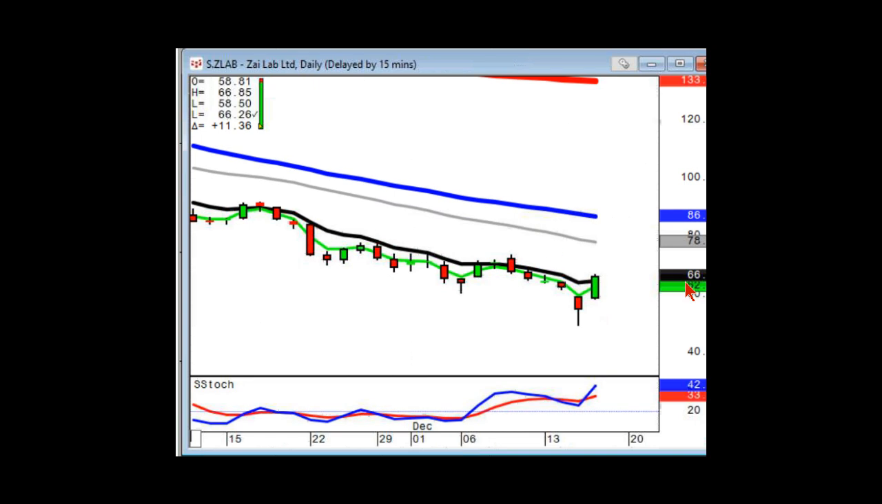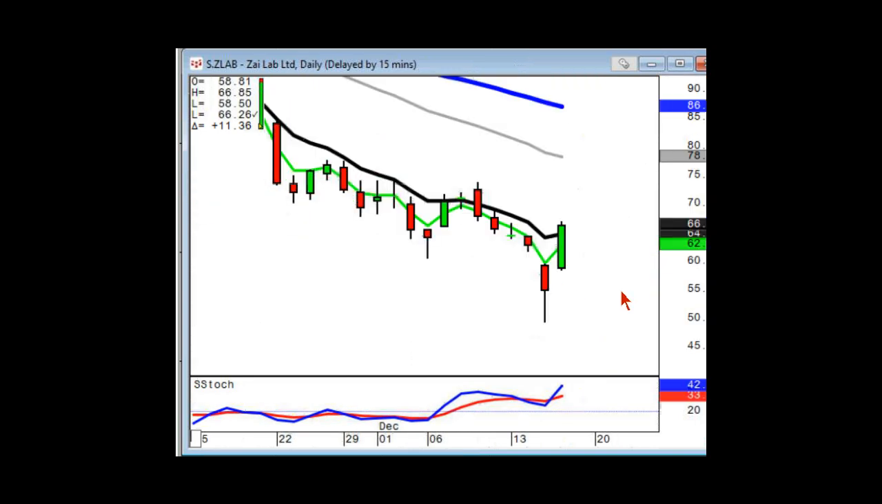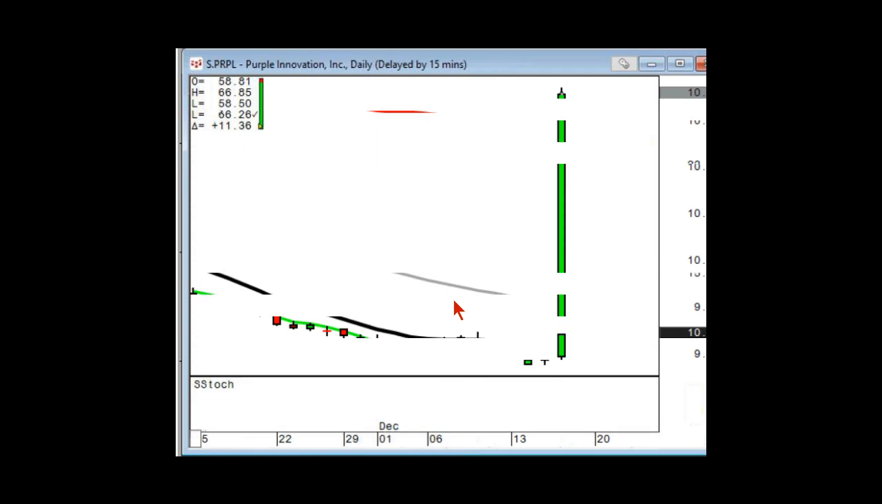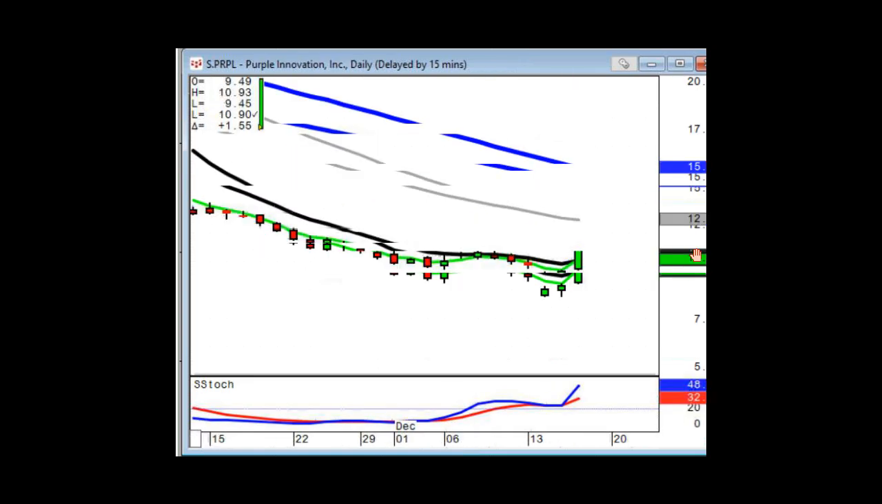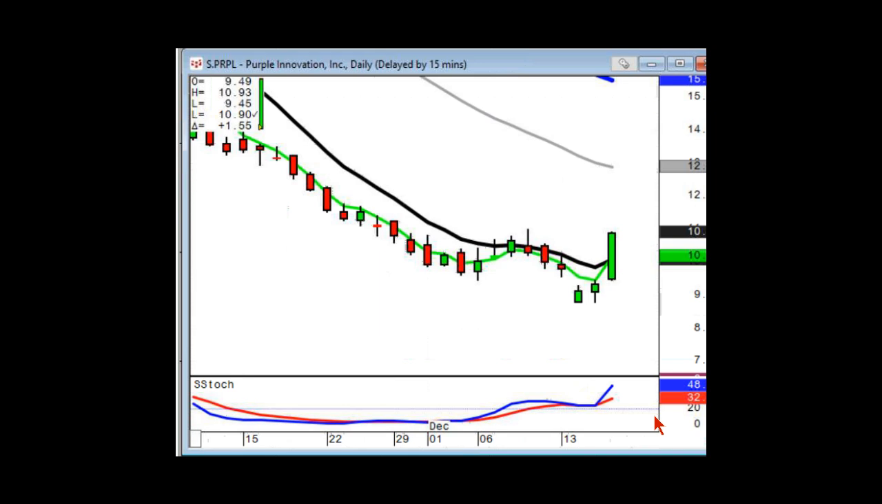Z-Lab, that's a kicker type signal. Up through the T-line. You could be buying this one on positive trading, because positive trading would tell you your kicker signal is working, your T-line's not acting as resistance, and it's breaking this downtrend. And you can see purple.